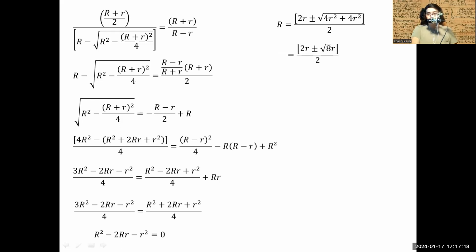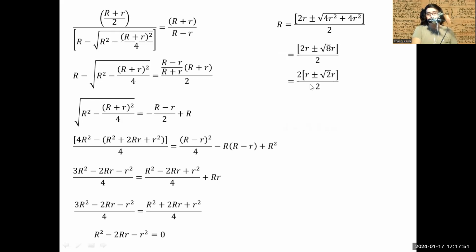So subsequently, by simplifying the term in the quadratic formula, I get the root of 8 times small letter r, and over here, 2 times small letter r plus minus that, over 2. Furthermore, I just simplify the root of 8. The root of 8 is basically 2 times the root of 2. So by factorizing the terms, I get 2 times small letter r plus minus the root of 2 of small letter r, over 2.